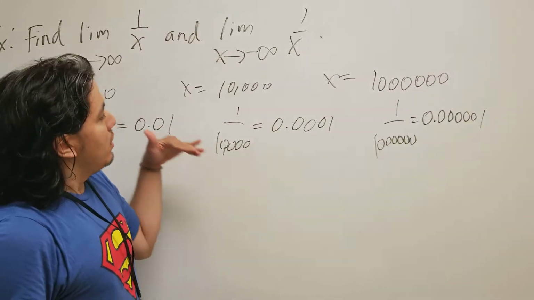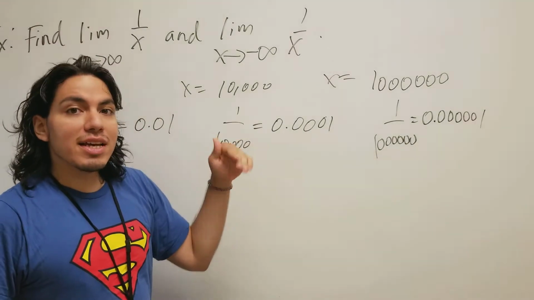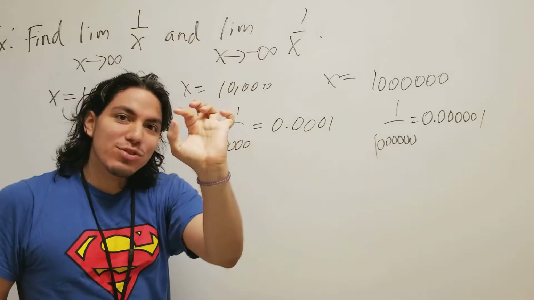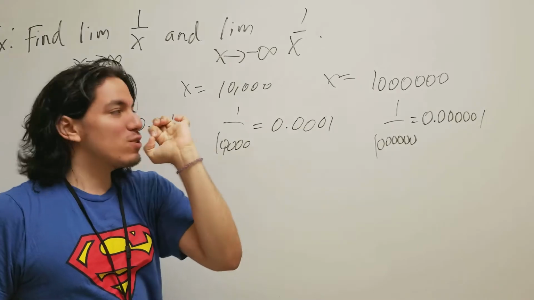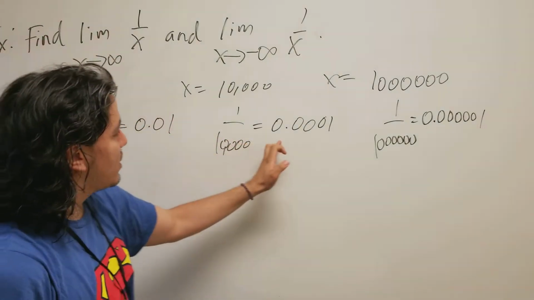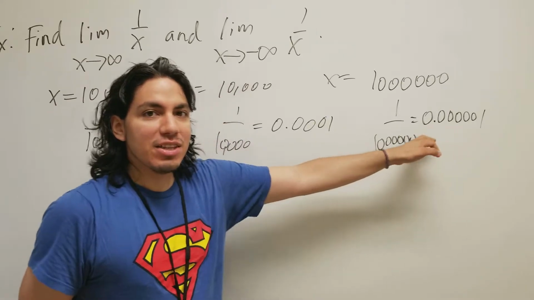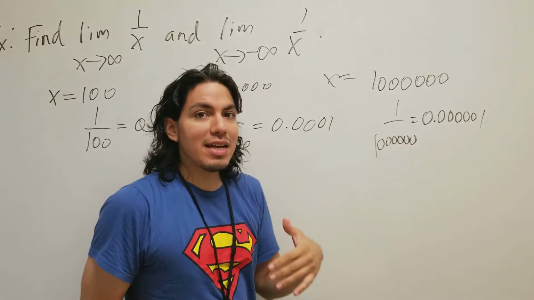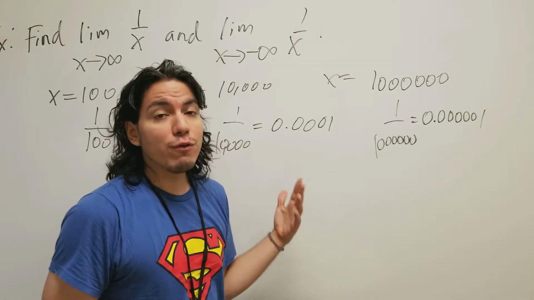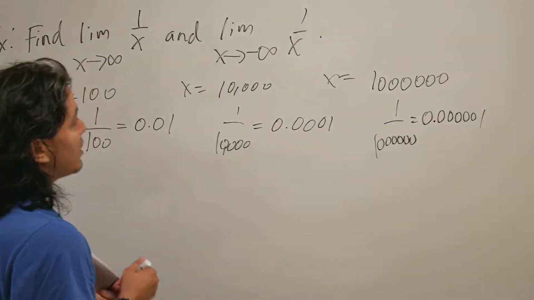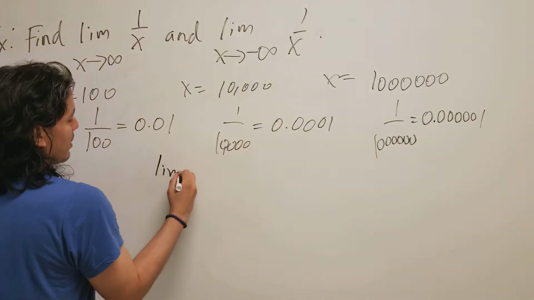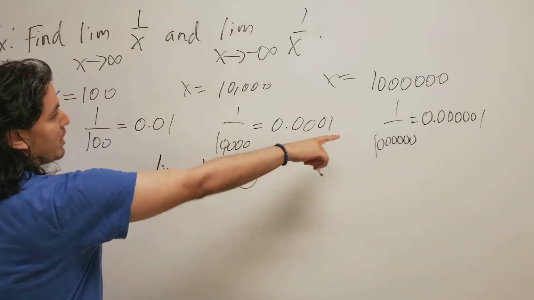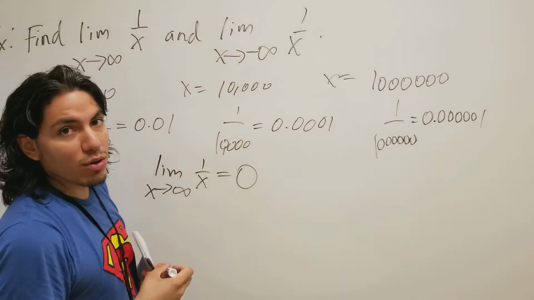Now, the pattern is this. As x gets extremely large, our specific function, 1 over x, gets so tiny that it looks like it's going to 0, because you see how tiny these numbers are becoming. So it makes sense that as x gets extremely large, our function goes to 0. So if we actually took the limit as x goes to infinity of 1 over x, it would be 0, because based on the pattern that we're seeing here, it's going to 0.